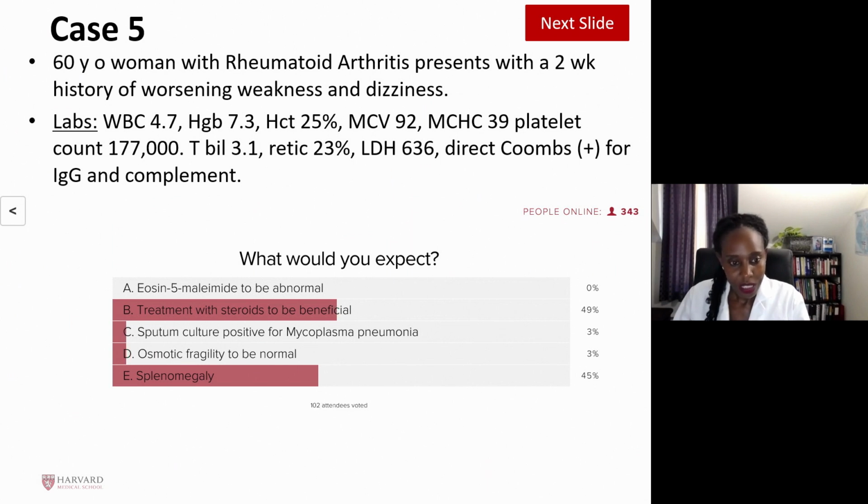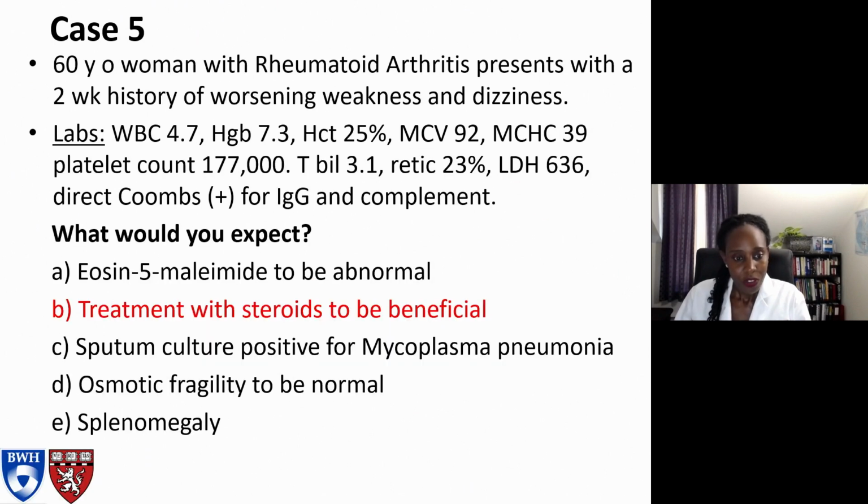Okay, great. We have more people answering this one. And the answer is B, and I think a close second would have been E. So this patient has an autoimmune hemolytic anemia, and the treatment with steroids would be beneficial. Splenomegaly is also seen in patients who have spherocytes, but that's hereditary spherocytosis.